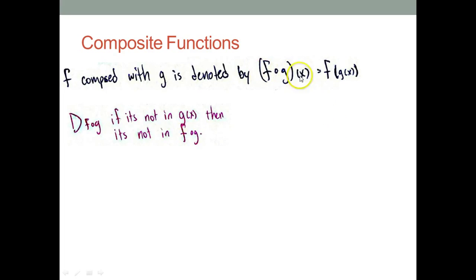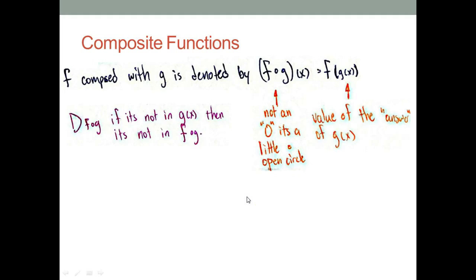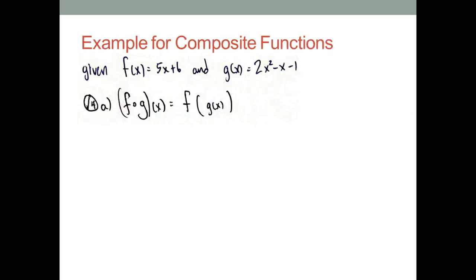And here, this just means I'm taking the f of x and I'm making it the f of the g of x. It sounds super confusing. And that's not a little o. It's actually just a little open circle. And the value of the answer of g of x is one way of thinking of the composed function. All right, this sounds crazy. So let's take a look at an example.